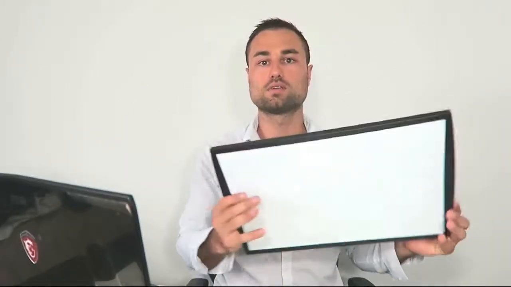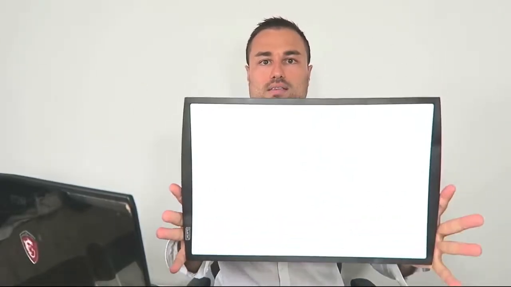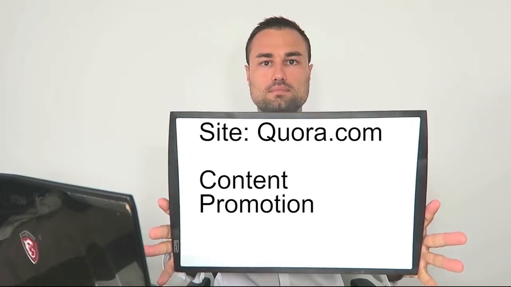So go to Google Alerts, type in site, colon, Quora.com, and then your keywords. So let me put that right here. Bang, right? If you guys can see that. Coolio.